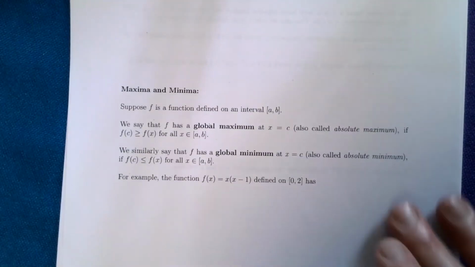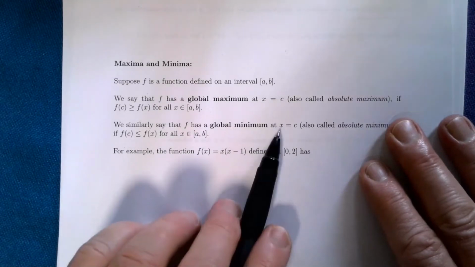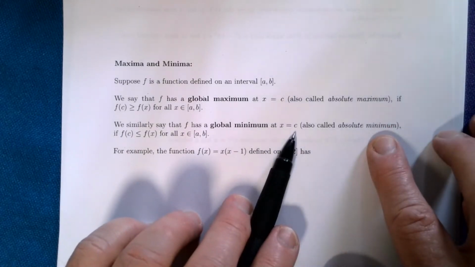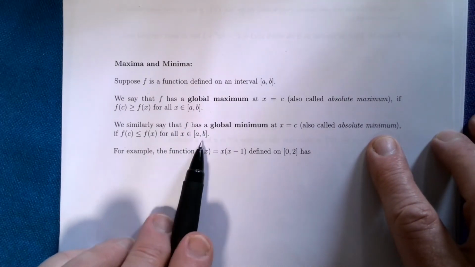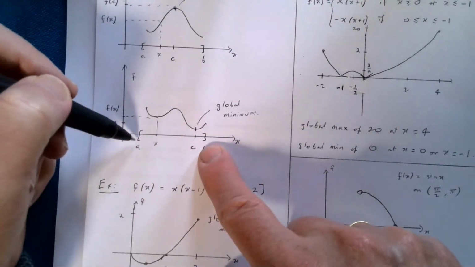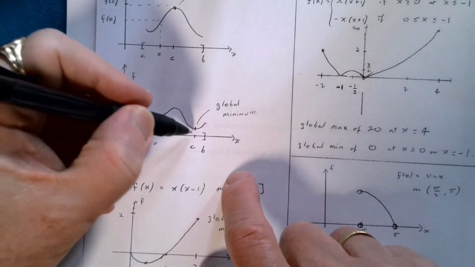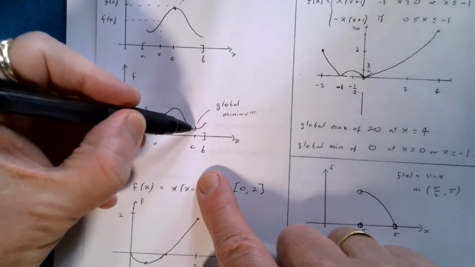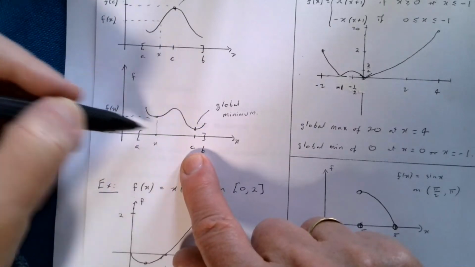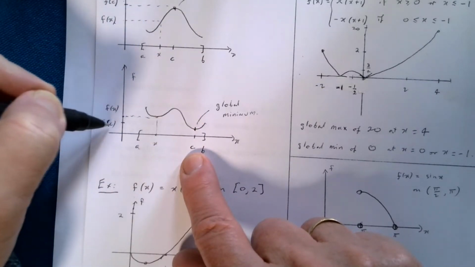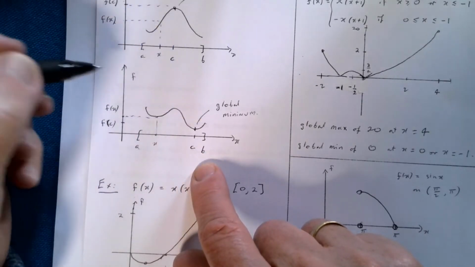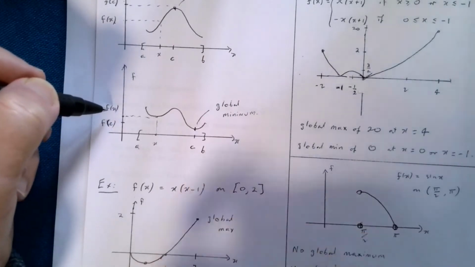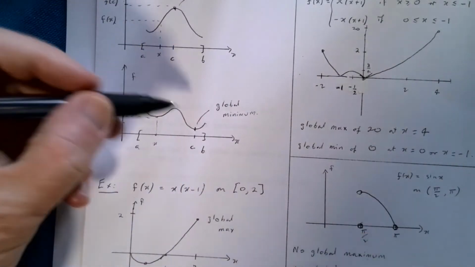Well, similarly, we can say that f has a global minimum at x equals c, also called an absolute minimum. That means f of c is less or equal to f of x for any x inside this interval. And again, looking at the picture, here's our function. There's the interval a to b. It might wobble around a bit, but you can see in this picture, this is going to be the global minimum. It's the smallest value the function takes. And so f of c is less than f of x for any other x you pick inside this interval. F of c will be less or equal to f of x, and that's called a global minimum.